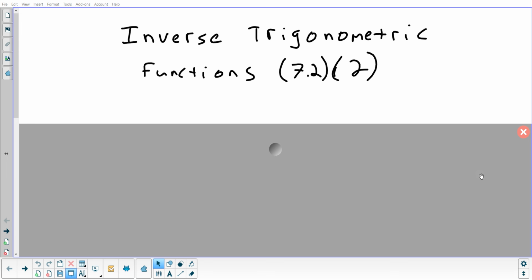So we're going to finish up section 7.2 today, and then we'll look at 7.3 tomorrow and 7.4 on Thursday.